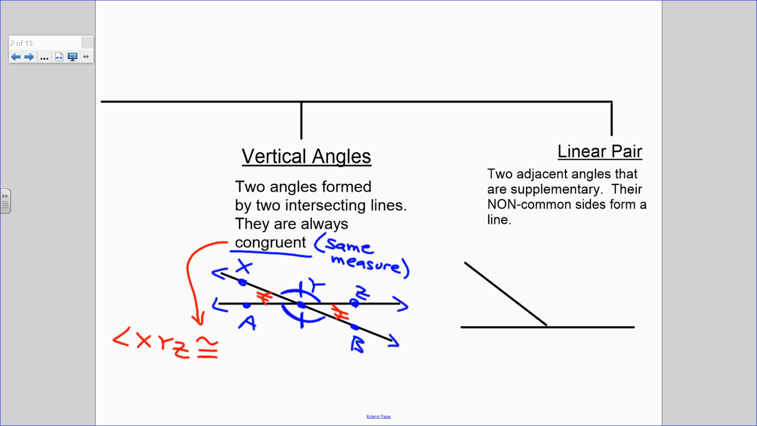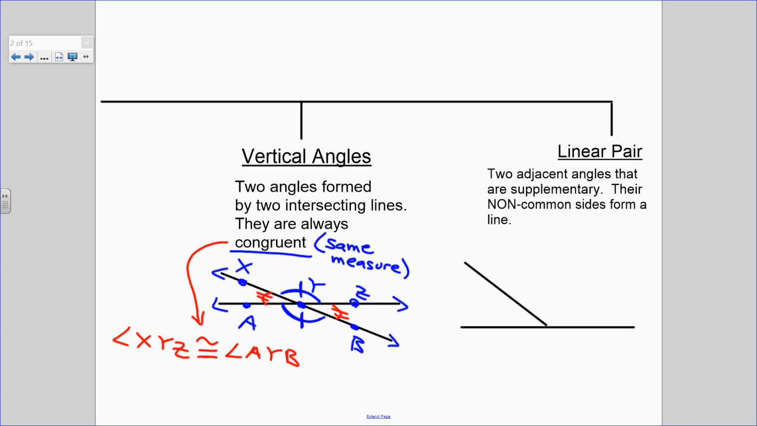Same degrees as which one? Angle AYB. You guys with me? Because it has to be these two, they're always opposite. Vertical angles are always opposite each other. So congruent just means same degrees, same measure, and it's an equal sign with a little tilde over it.